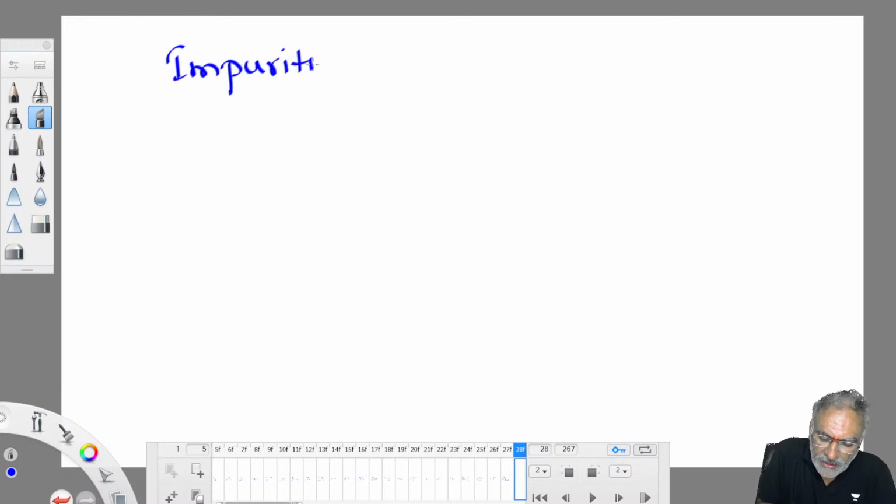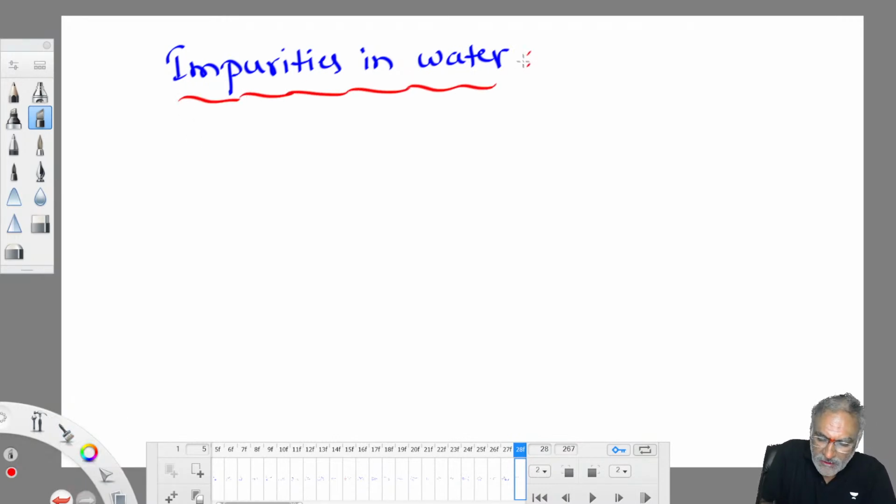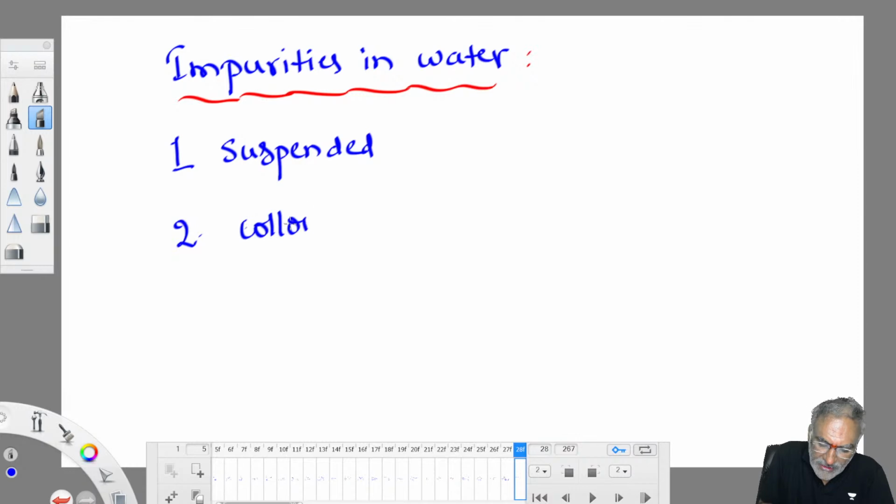These impurities in water we broadly classify into three categories, based on their size. One is suspended impurities. Second one is colloidal impurities. And third one is dissolved impurities.